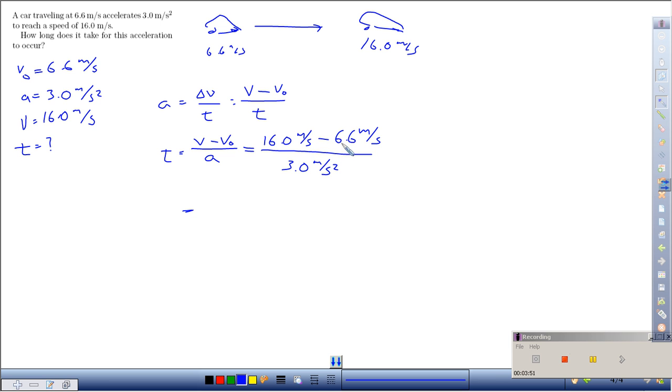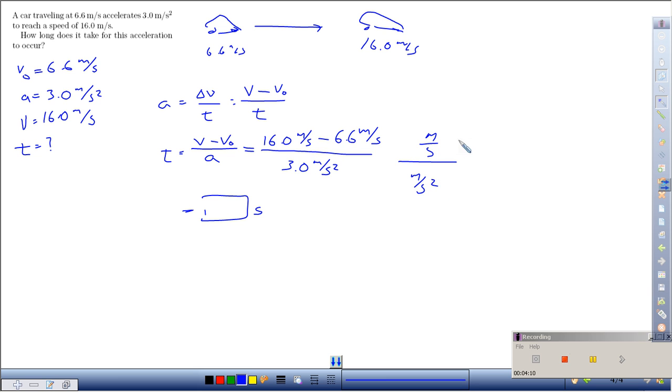So when I do 16 minus 6.6, and you could put a parentheses around there if you wanted to, take that result divided by 3, that's going to give me some number, and my units are going to be just seconds. And again, I'm going to have meters per second on the top, divided by meters per second squared on the bottom.